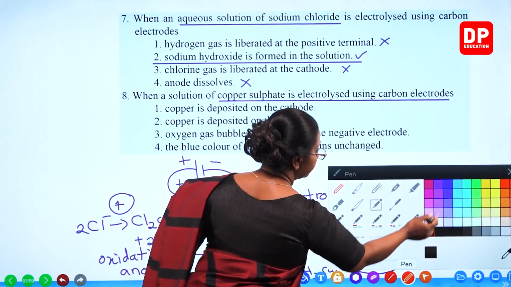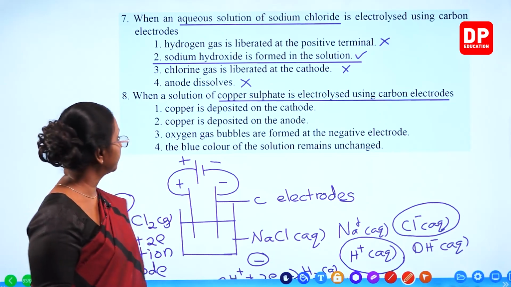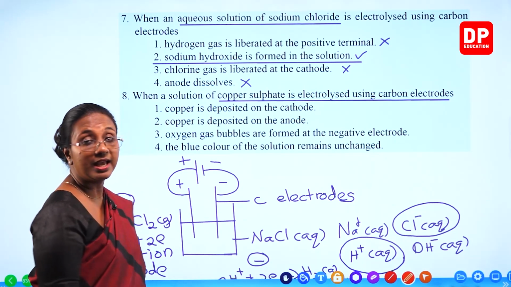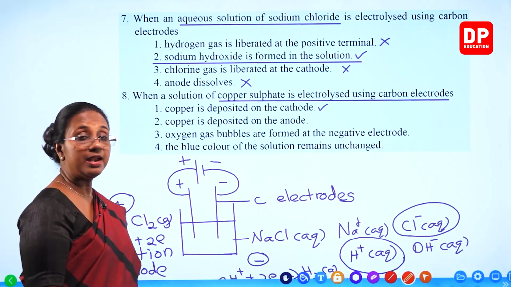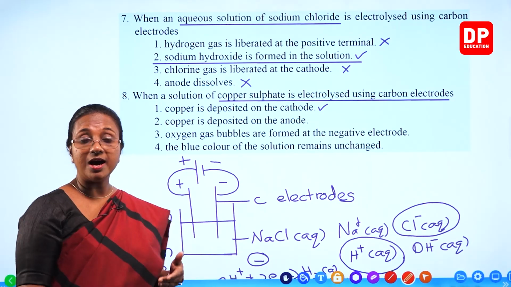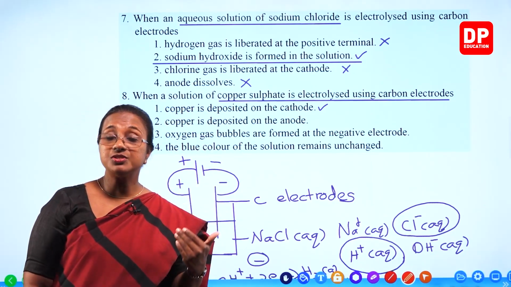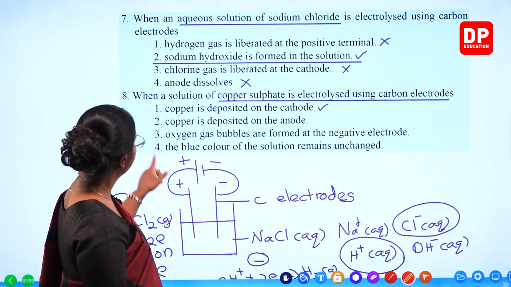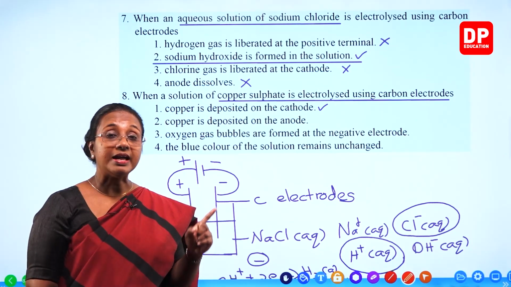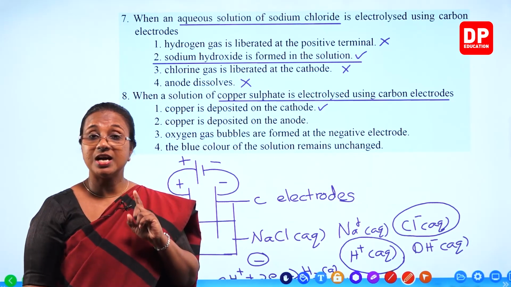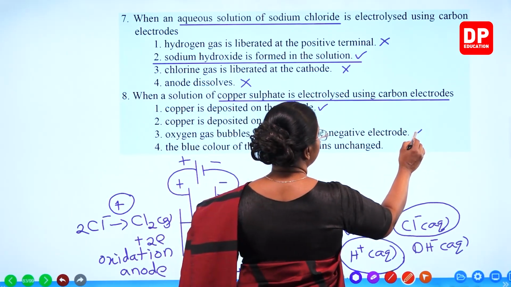you can see this. When a solution of copper sulfate is electrolyzed using carbon electrodes, copper is deposited on the cathode. That is correct. Copper is deposited on the anode? No. Why? Cathode is where reduction takes place. So copper gets reduced. Near the anode, it is oxidation of OH- ions. Oxygen gas bubbles are formed at the negative electrode. That is also wrong. Why? We saw that the OH- ions, which are negative ions, go towards the positive electrode. So that is also wrong.